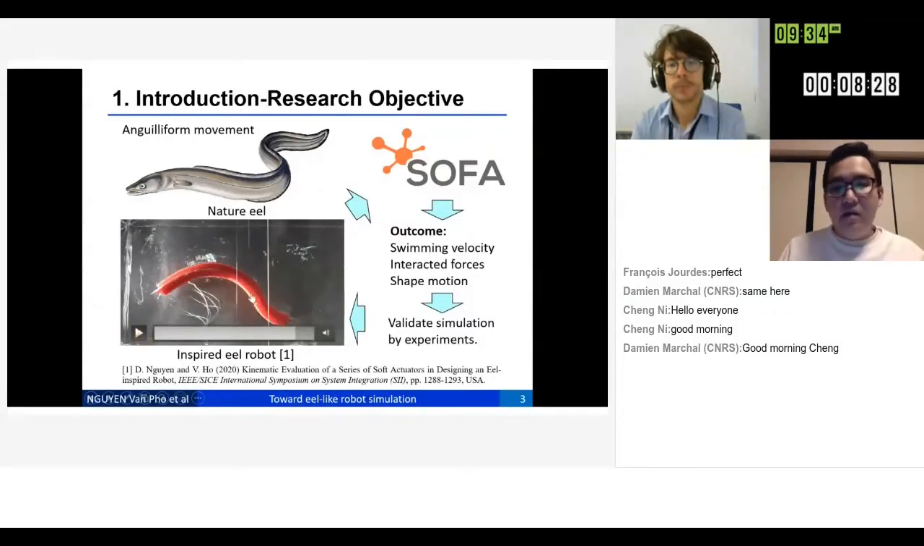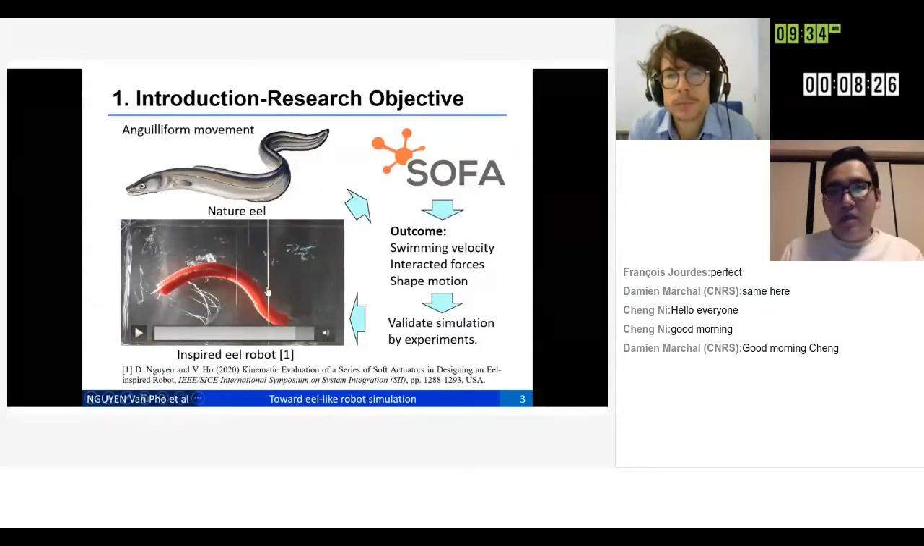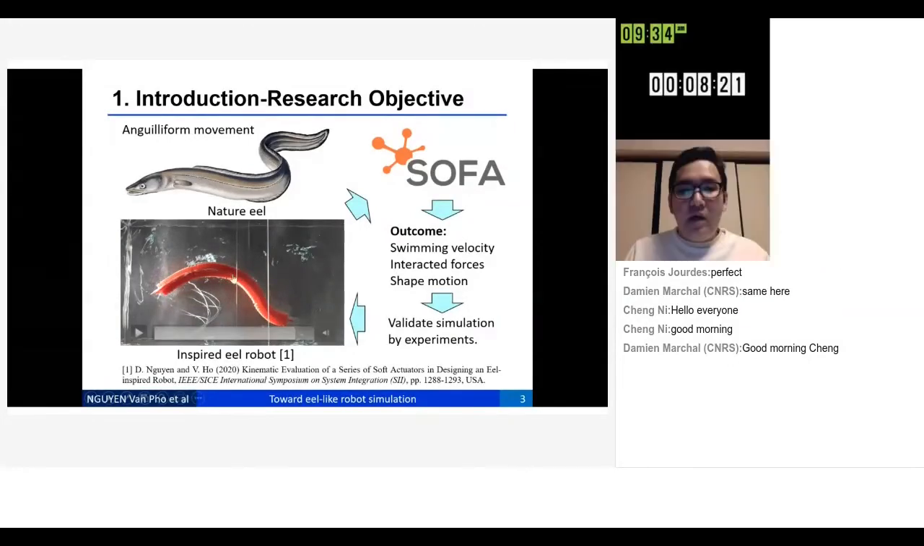However, the design of this robot is not optimized yet. So we aim to input this design into a simulation in SOFA for getting the outcome of swimming velocity, interactive force, and shape motion of the Eel Robot. From this outcome, we want to validate the result by the experiment of this robot and get the optimization in the future.